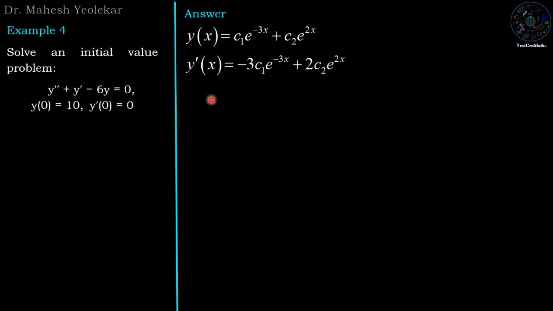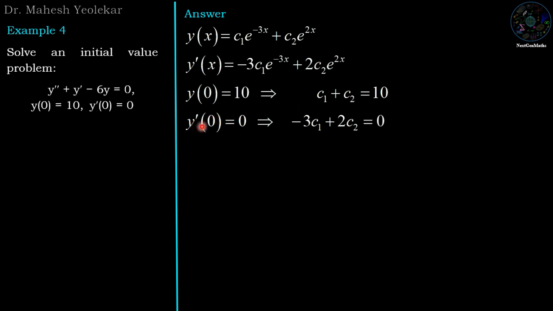We use the first initial value, y(0) = 10. Substitute x = 0. Then c1 e^0 + c2 e^0, so c1 + c2 = 10. Now y'(0) = 0. If we put x = 0 in y', we get -3c1 + 2c2 = 0. If we solve these two equations, we have c1 equal to 6 and c2 equal to 4.